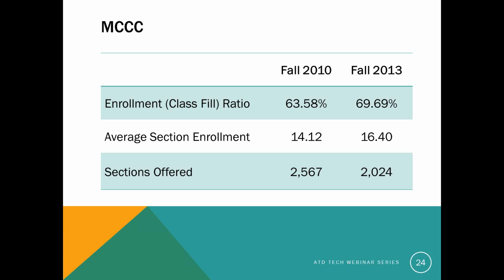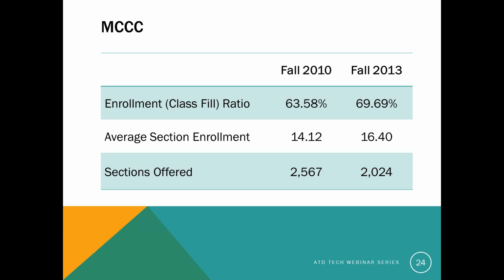Early indications for fall 14 are showing that we have 1,867 sections at the present time. We still have a flexible learning on the horizon, so that may change slightly. Our average section enrollment is continuing to climb. It's nearing 17. We are nearing the 70% fill ratio at this point.